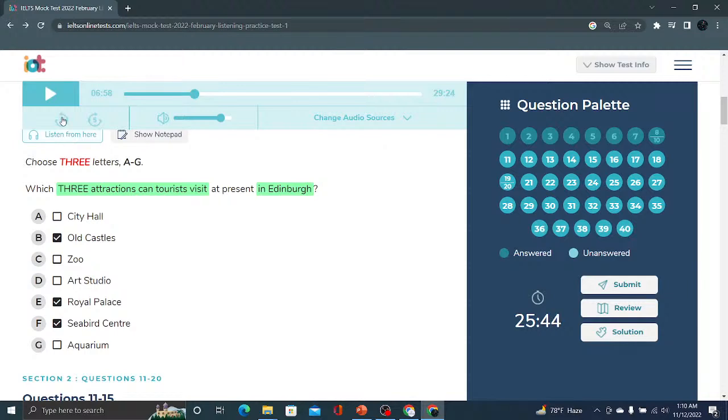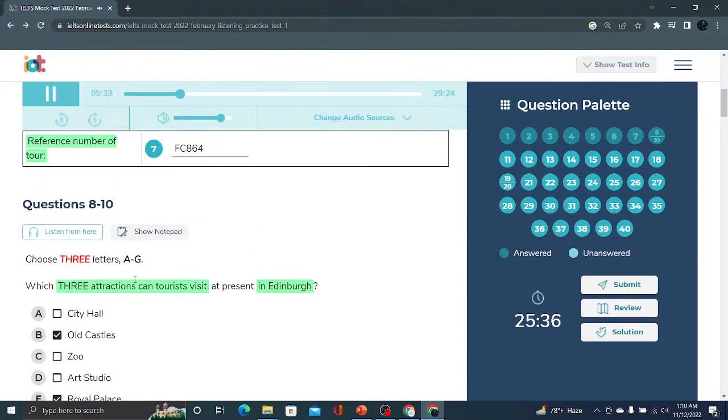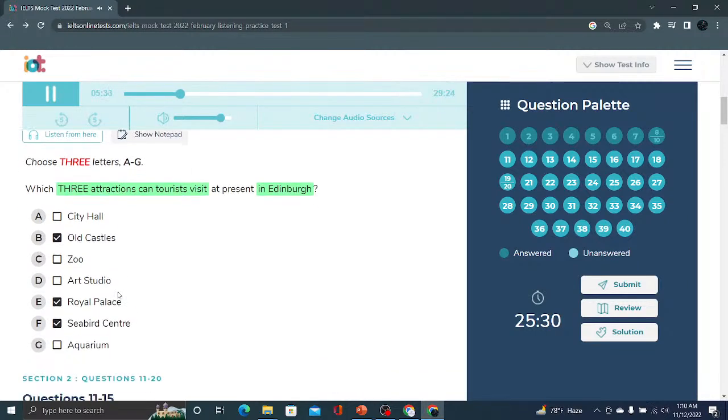Royal is a name of the Scot. The most famous Scottish resort. We will arrive at Edinburgh about 10 o'clock. The first resort we will visit is Old Castles, the most famous Scottish castle.